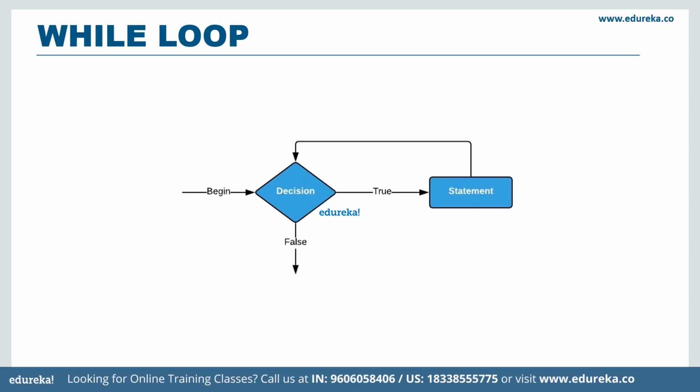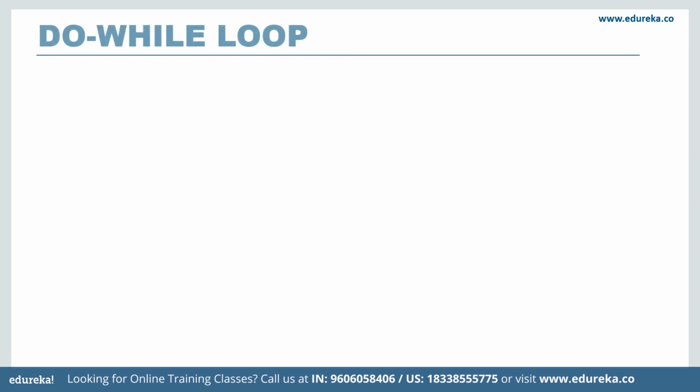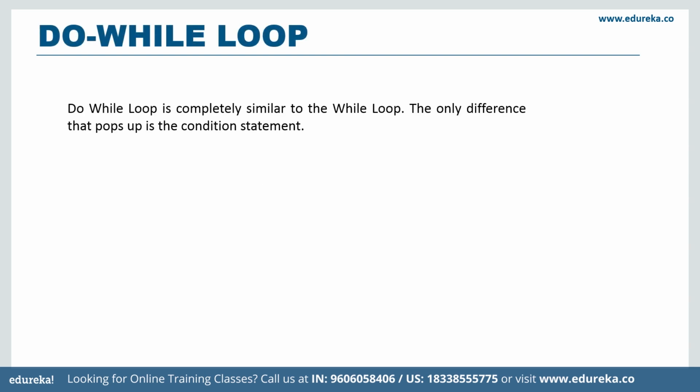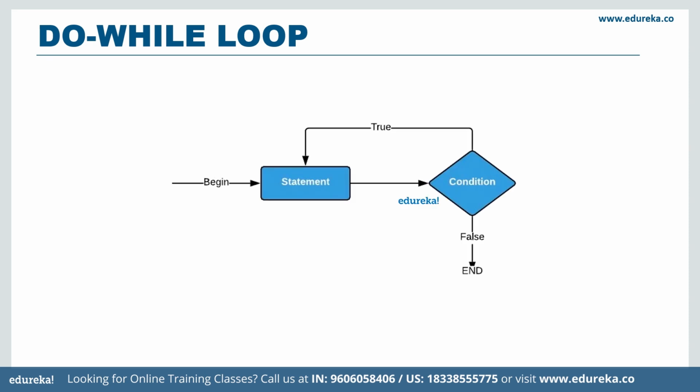Now let's move on to the next type of loop in C#, which is the do while loop. The do while loop is completely similar to the while loop. The only difference is that the condition comes at the end of the statement. Now let us check out a flow diagram to understand the functionality.